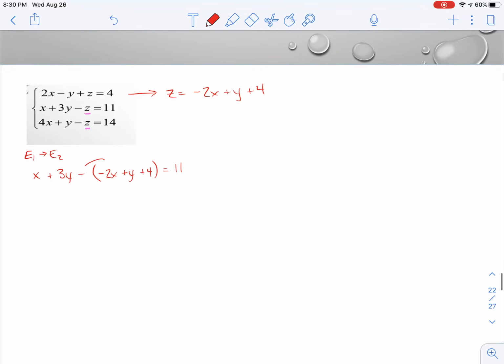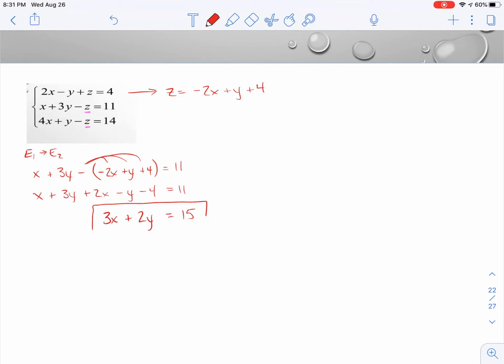So what I want to do is distribute this negative into my set of parentheses, and then combine like terms. So I'm going to have x plus 3y plus 2x minus y minus 4 equals 11. I want to combine like terms on the left, and move that constant over to the right. So x plus 2x is 3x, and 3y minus y is 2y. And when I add 4 to both sides, I get equals 15. I've now simplified this substitution into an equation with 2 variables.